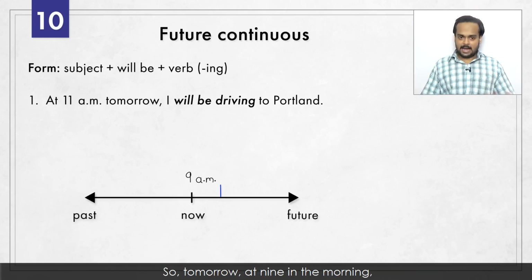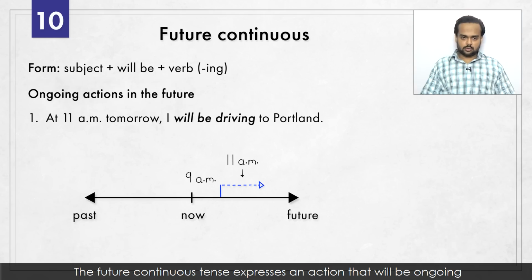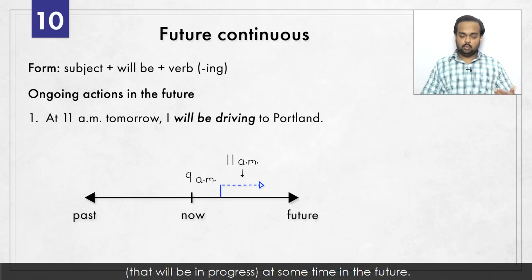So tomorrow at 9 in the morning, I'm going to start driving to Portland. It will take me many hours to get there, but at 11 o'clock, I will be doing this activity, driving. The future continuous tense expresses an action that will be ongoing, that will be in progress at some time in the future. Here's another example.